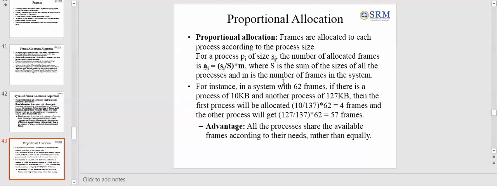The proportional allocation algorithm makes use of the formula ai = si / S * m, where capital S is the sum of sizes of all the processes, m is the number of frames of the system, and small si refers to the size of the process. So we will go to the problem now. Then you will come to know what this proportional algorithm is.